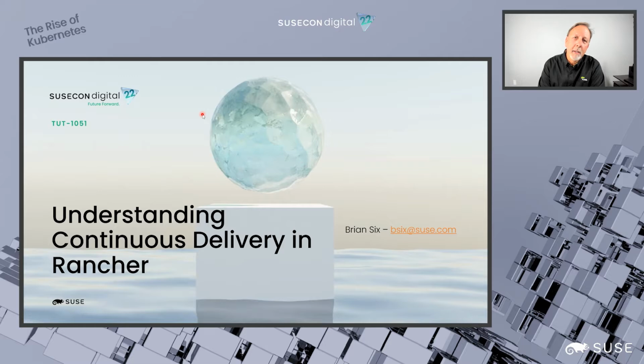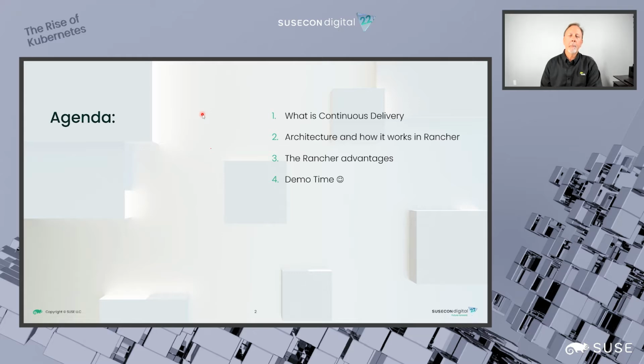This is TUT 1051, Understanding Continuous Delivery in Rancher. In today's agenda, we're going to take a look at what continuous delivery is, sort of from an industry perspective. We're going to look at the architecture of how continuous delivery is integrated within Rancher. What are the advantages that Rancher brings? And then go check out the demo that follows that's associated with this session.